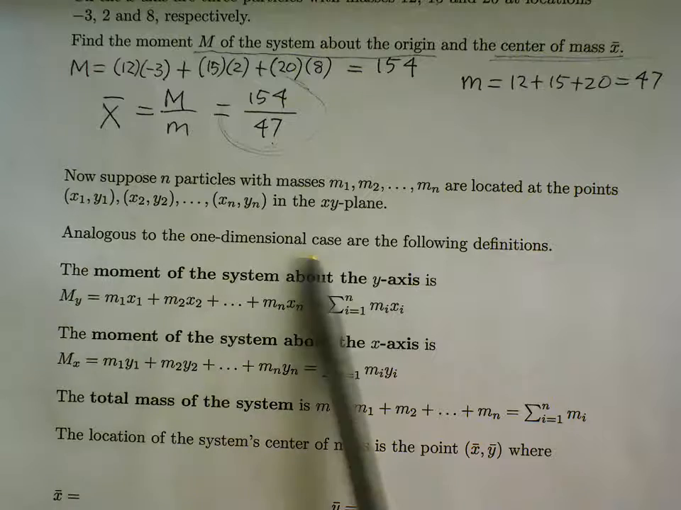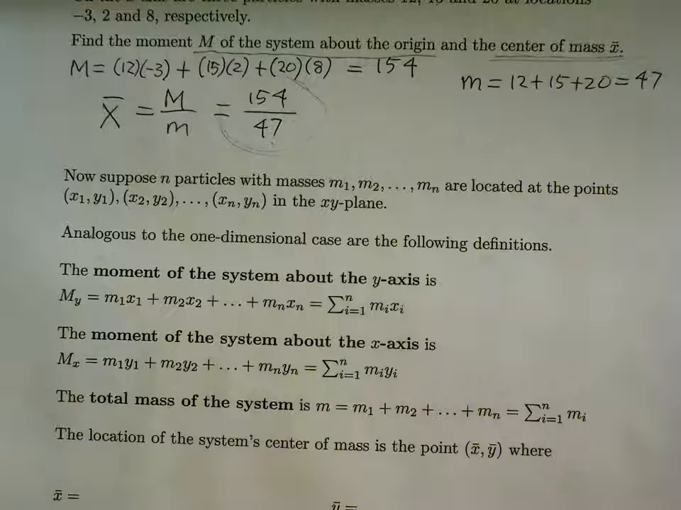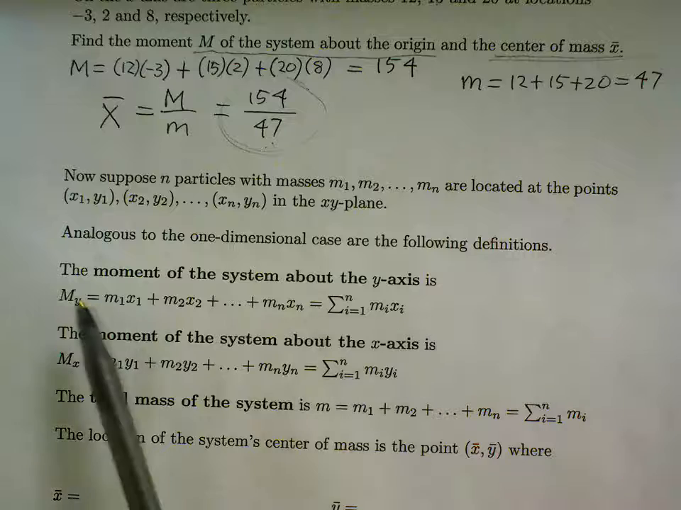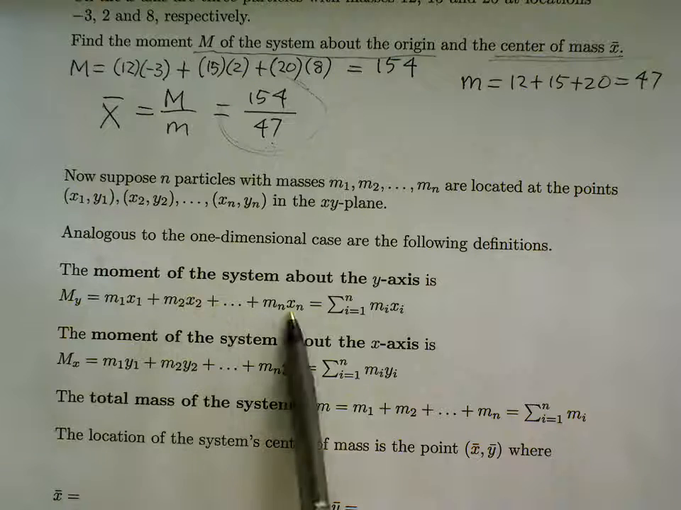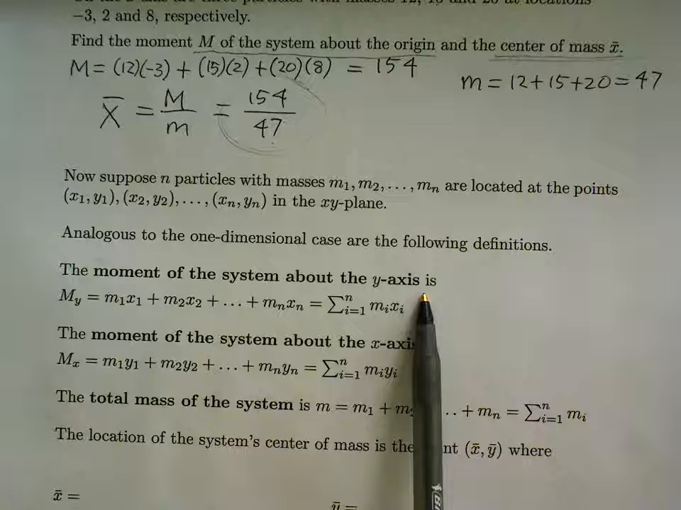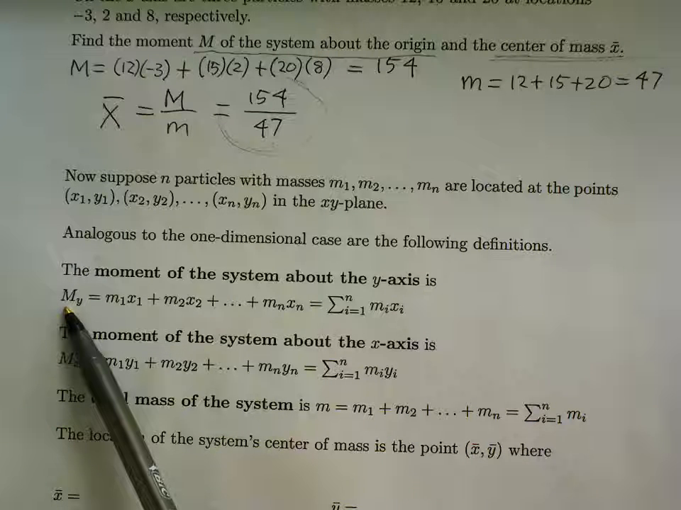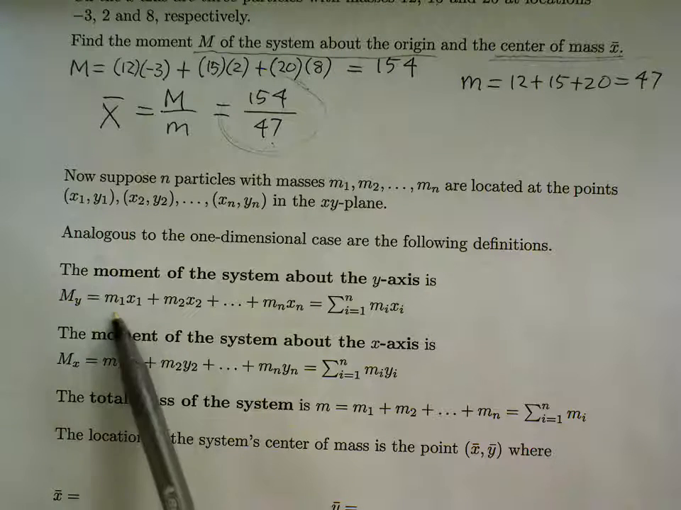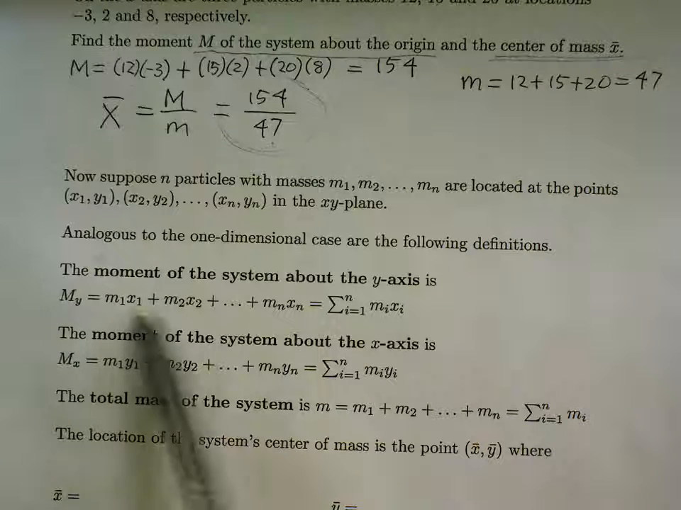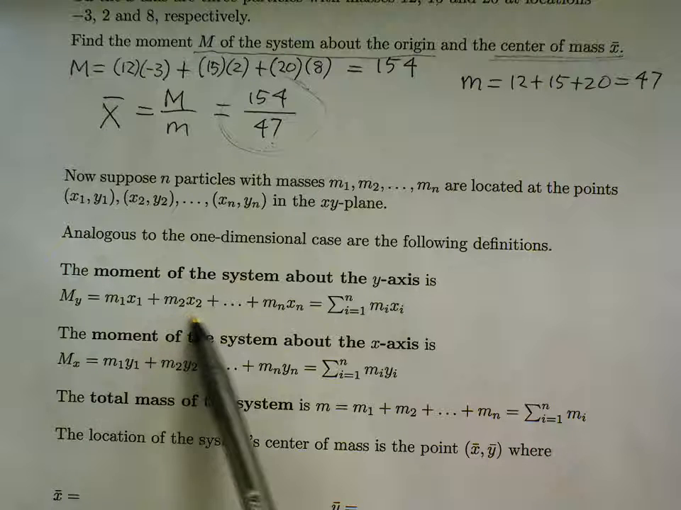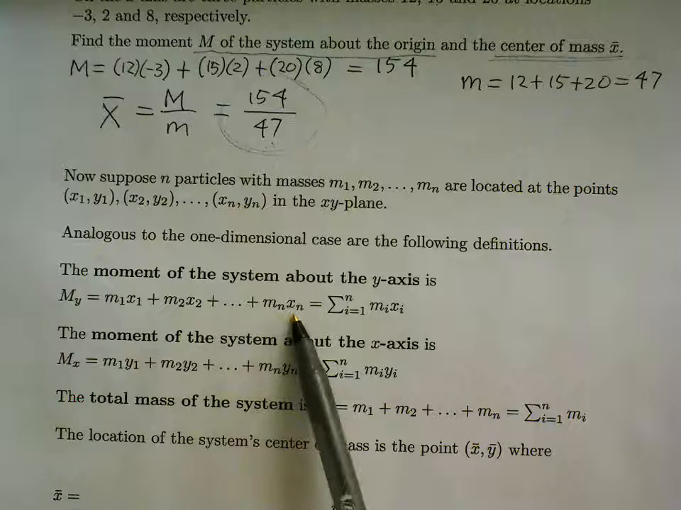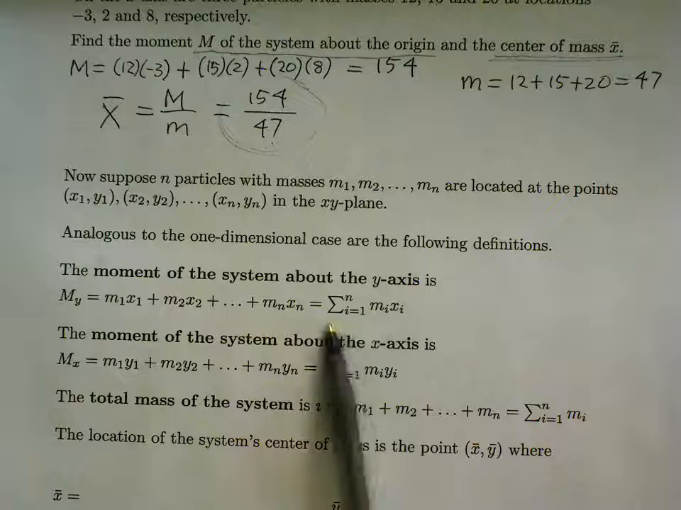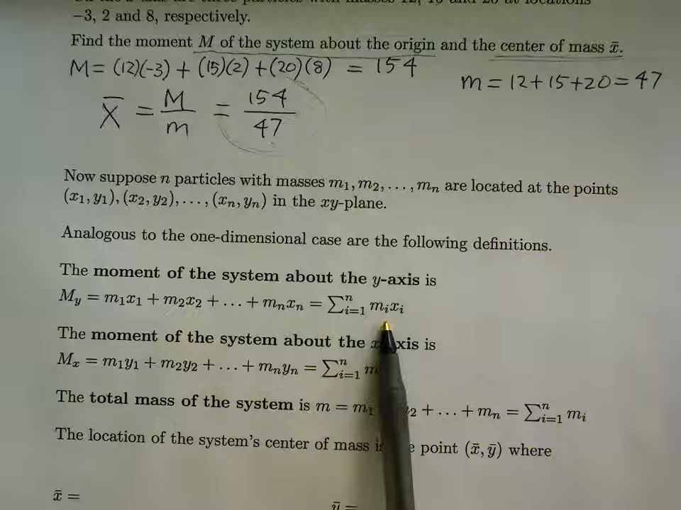Analogous to the one-dimensional case are the following definitions. The moment of the system about the y-axis is denoted capital M sub y, because it's about the y-axis. And it's the sum of the moments involving the x-coordinates, so m1 times x1 plus m2 times x2 and so on up through m sub n times x sub n. And then in sigma notation, we can write it this way.